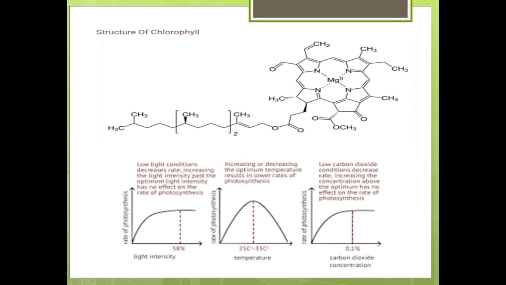Next, you can see the structure of chlorophyll. You can see it is mainly made up of carbon, oxygen and hydrogen. And next is the graph for temperature, carbon dioxide and light intensity for photosynthesis.